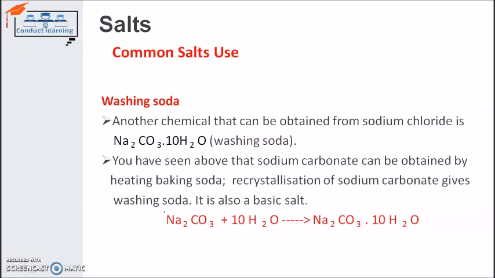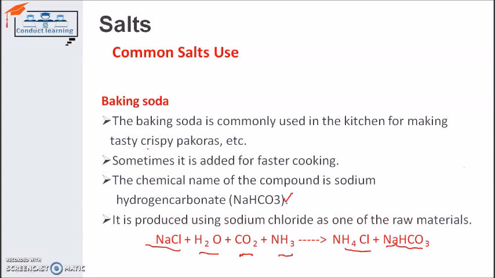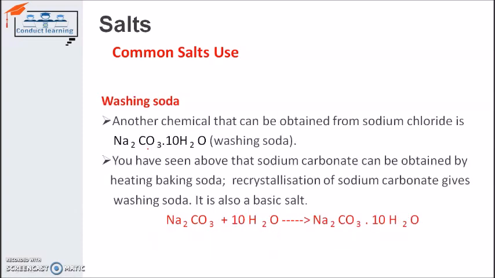Another chemical that can be obtained from sodium chloride is sodium carbonate, or with 10 molecules of water is known as washing soda. You can see here Na2CO3 is sodium carbonate. It is not sodium hydrogencarbonate. That was your baking soda, sodium hydrogencarbonate. Sodium carbonate is a washing soda which you are using for washing your clothes. Sodium carbonate with 10 molecules of water is known as washing soda. You have seen above that sodium carbonate can be obtained by heating baking soda, right? You can prepare sodium carbonate by heating baking soda.